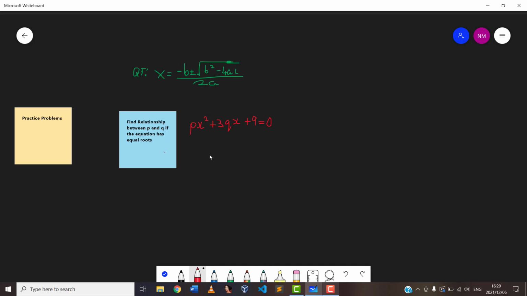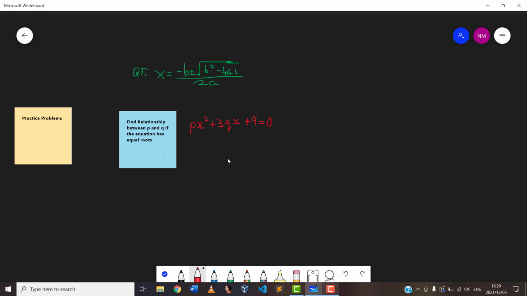So if we remember about the discriminant, if a quadratic has equal roots, that means the discriminant is equal to 0. Because if you say minus b plus 0 over 2a, that's the same thing as saying minus b minus 0 over 2a. So ultimately, you'll get an identical root. So we can use that to form an equation with P and Q exclusively, without x there.